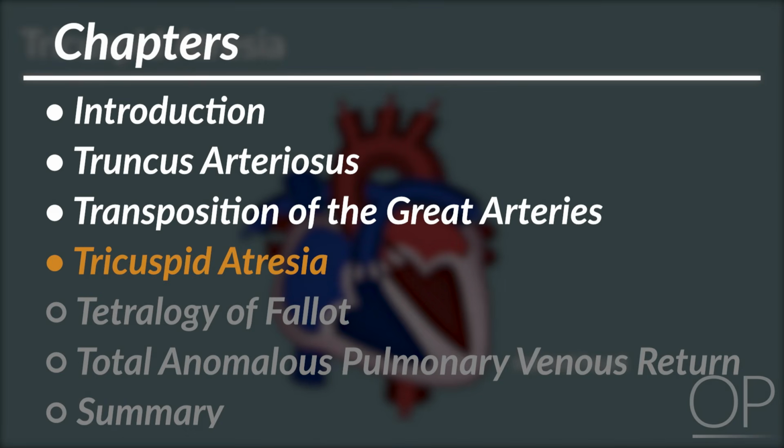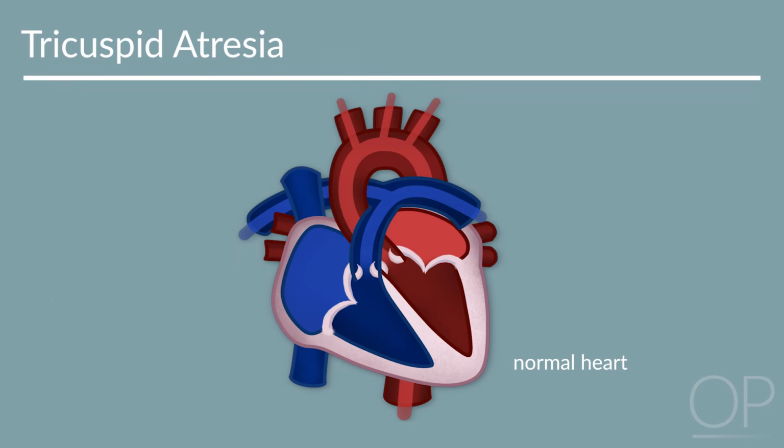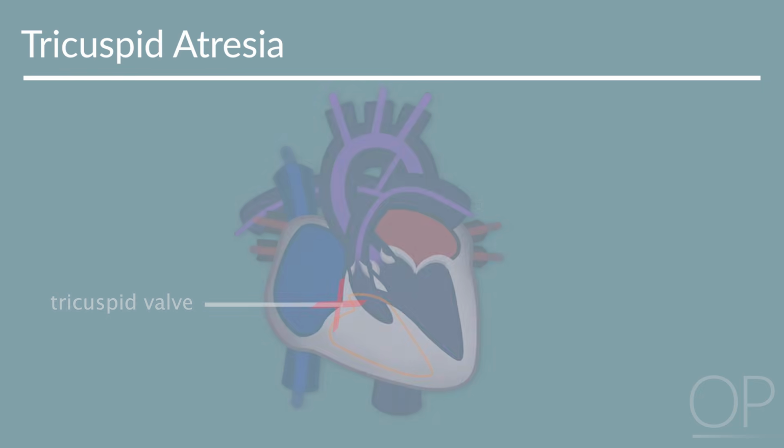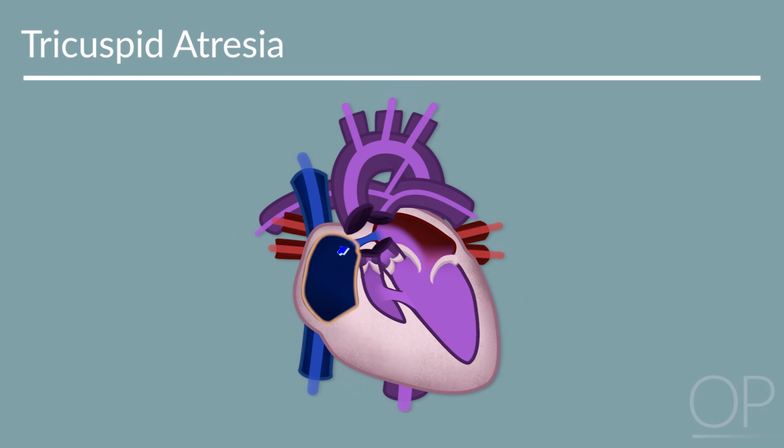Tricuspid Atresia. In a normal heart, the tricuspid valve allows blood to flow from the right atrium to the right ventricle. In tricuspid atresia, there is a congenital agenesis, or absence, of the tricuspid valve, leaving no communication between the right atrium and the right ventricle. Blood exits the right atrium through the foramen ovale to the left atrium. Mixing of deoxygenated systemic blood with oxygenated pulmonary venous return in the left atrium results in cyanosis.